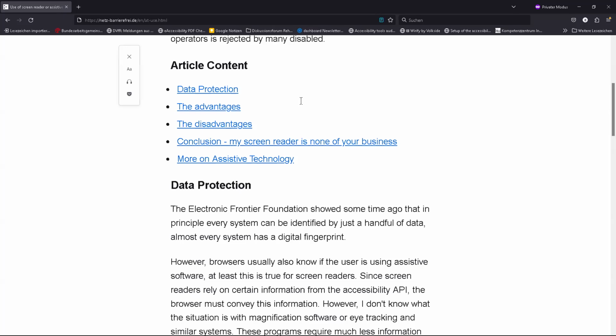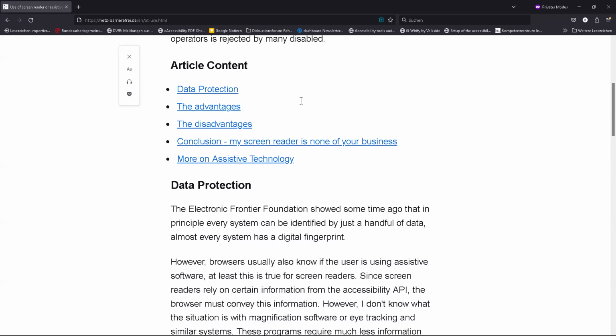First of all, it is not possible through the browser to detect if somebody uses assistive technology. This is because the website is rendered in a browser, and the browser knows that the user is using assistive technologies like screen readers. But in most cases, the browser doesn't communicate that to the server, and that means it is not possible for the provider of a website to detect that somebody is using technologies like screen readers.